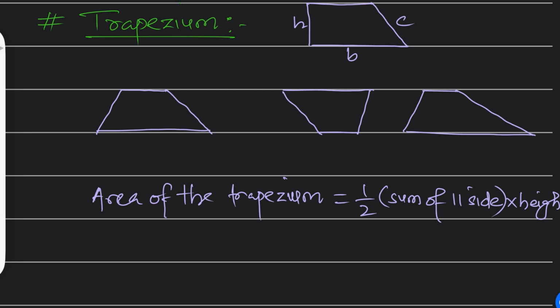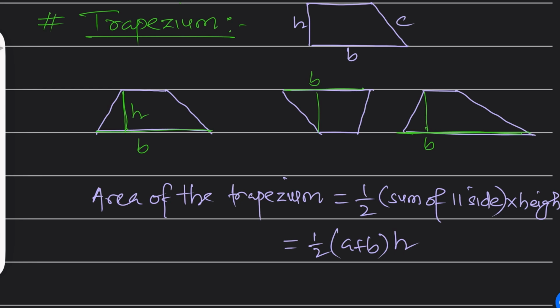How do you write it in symbols? Half into sum of parallel sides. A and B are parallel, so I write A plus B, and the height is the perpendicular distance between these two parallel sides, which is h. In this triangle this is h and this is B, and in this triangle this is h and this is B.